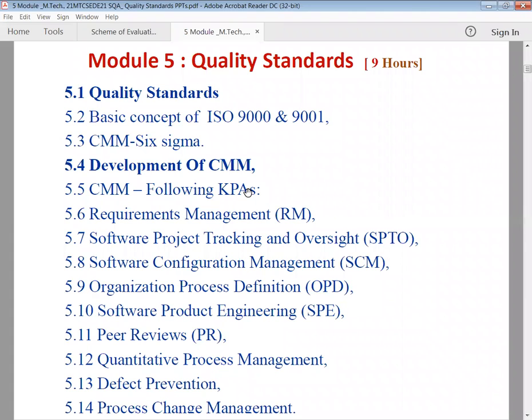The next topic is software configuration management, SCM. What is software configuration and how is it managed? Then organization process definition, OPD concepts, software product engineering, SPE, and peer reviews. What is peer review and what is the role of peer review? What are the things we can expect from the peer review process? Then quantitative process management, QPM, then defect prevention and process change management.